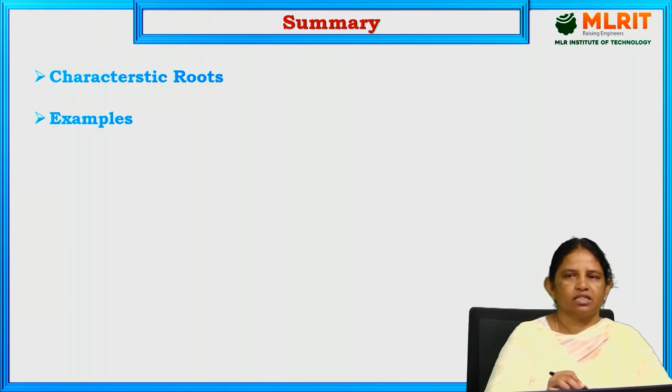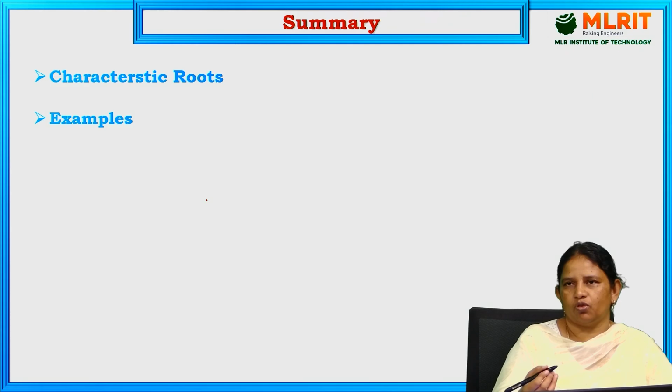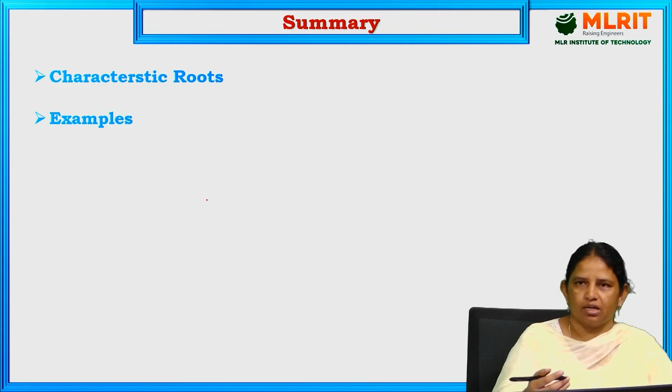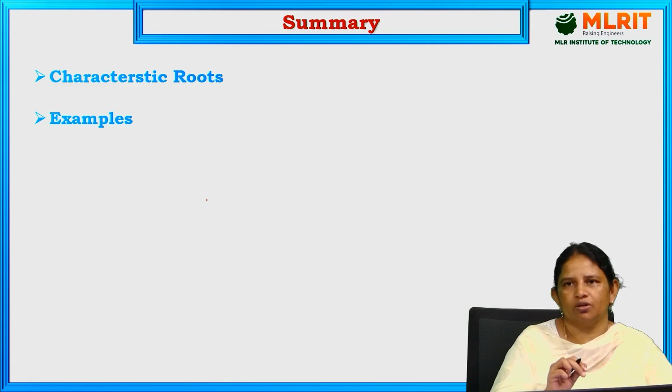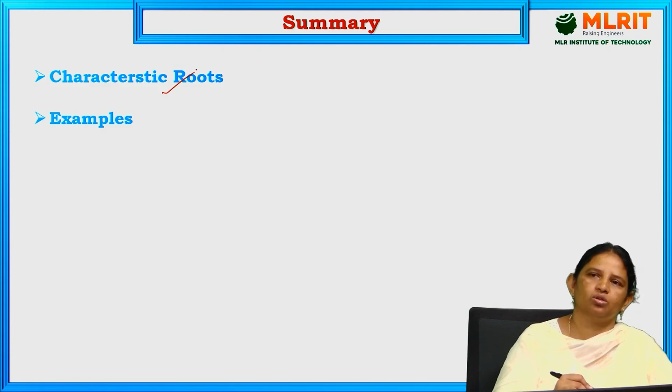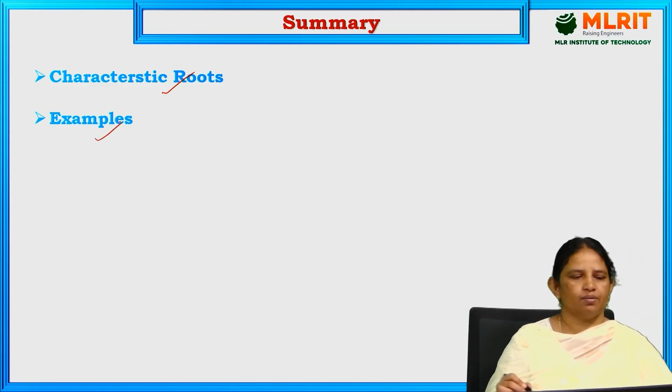So what we have discussed in the characteristic roots: what is the formula for the equation for the characteristic roots, what are the two types of roots, if the roots are distinct then what is the solution for the recurrence relation, if the roots are the same what is the solution for the recurrence relation. We can understand all those things with the help of the examples.